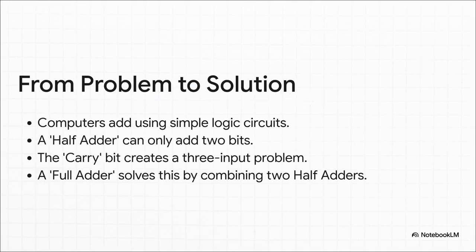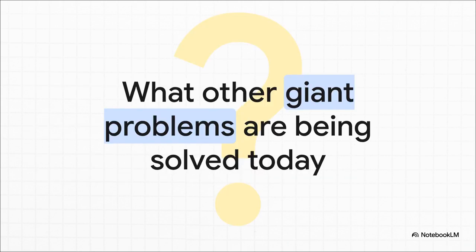So let's just quickly recap that whole journey. We needed to add numbers in binary. Our first tool, the half adder, was great for 2 bits, but it choked when a third carry bit showed up. That 3-input problem was then solved beautifully by the full adder, which, and this is the best part, is just cleverly made out of 2 half adders. Just think about that for a second. The entire digital world, our whole modern life, is built on top of this one elegant fix for the simple problem of a carry bit.